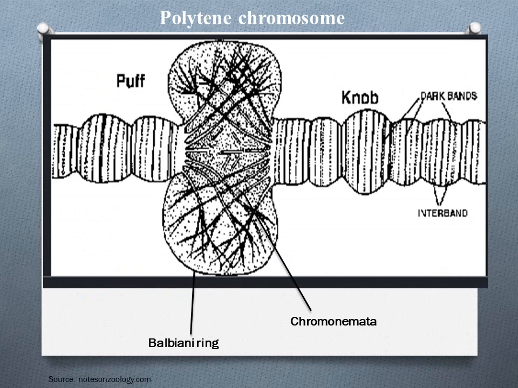This is an example of the polytene chromosome. It will clearly explain what are the structures found in these chromosomes. This puff-like structure is the Balbiani ring. The dark bands, which alternate with the light bands, and these light bands are called the interbands. Here the chromonemata is present, and this bulb is together called the Balbiani ring.